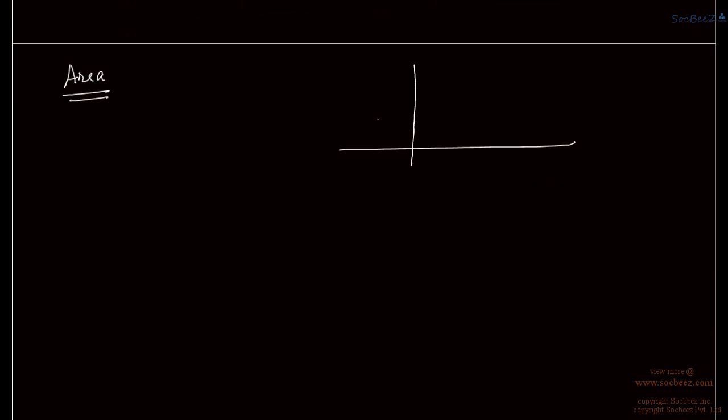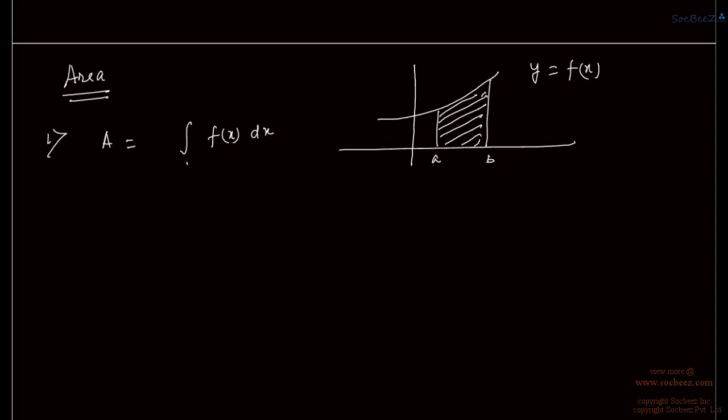Now we are going to look at area between curves. Suppose we have a function y = f(x). We want to find this area from a to b. Then the area will be the modulus of the integral of f(x) dx from a to b.